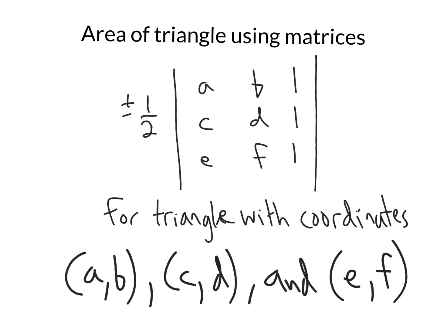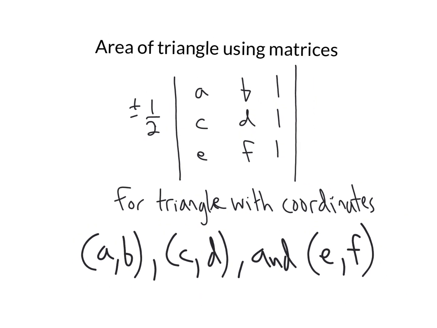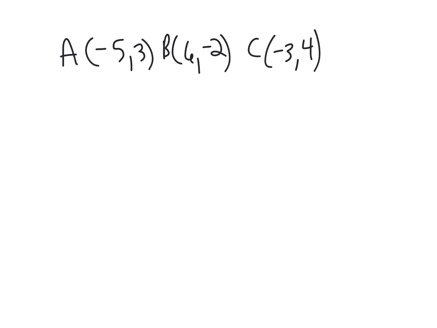this matrix. This matrix is going to have A, B, 1, C, D, 1, E, F, 1 if we have coordinates A, B, C, D, and E, F on our triangle. Plus or minus 1/2 is going to depend on whether we get a positive answer or a negative answer. We know that we need to have a positive area for our triangle. So we're going to try to find the area of a triangle that has these three vertices.